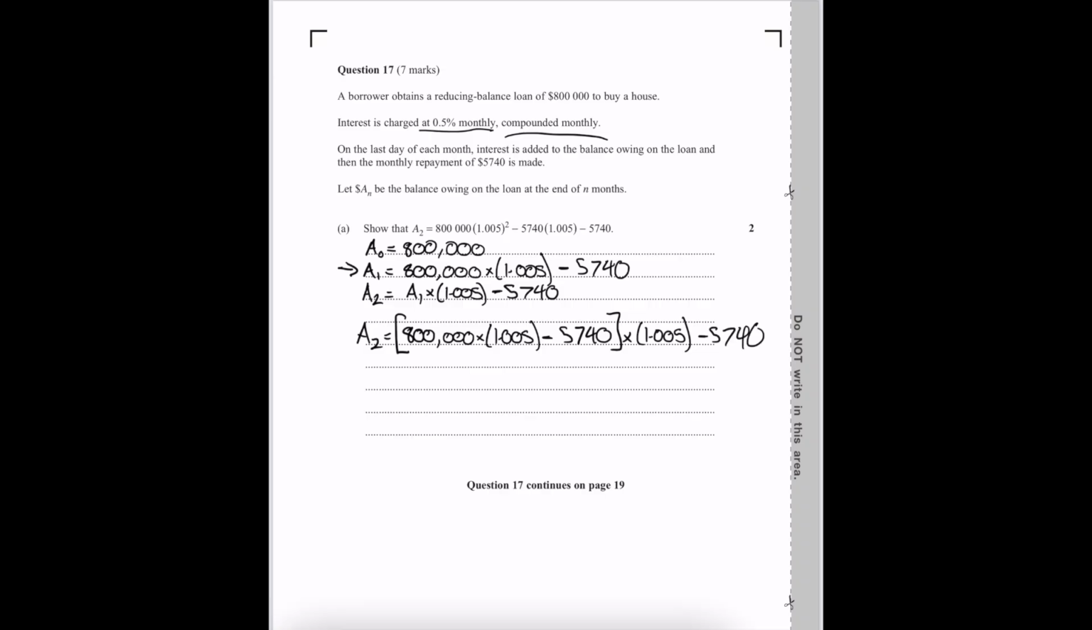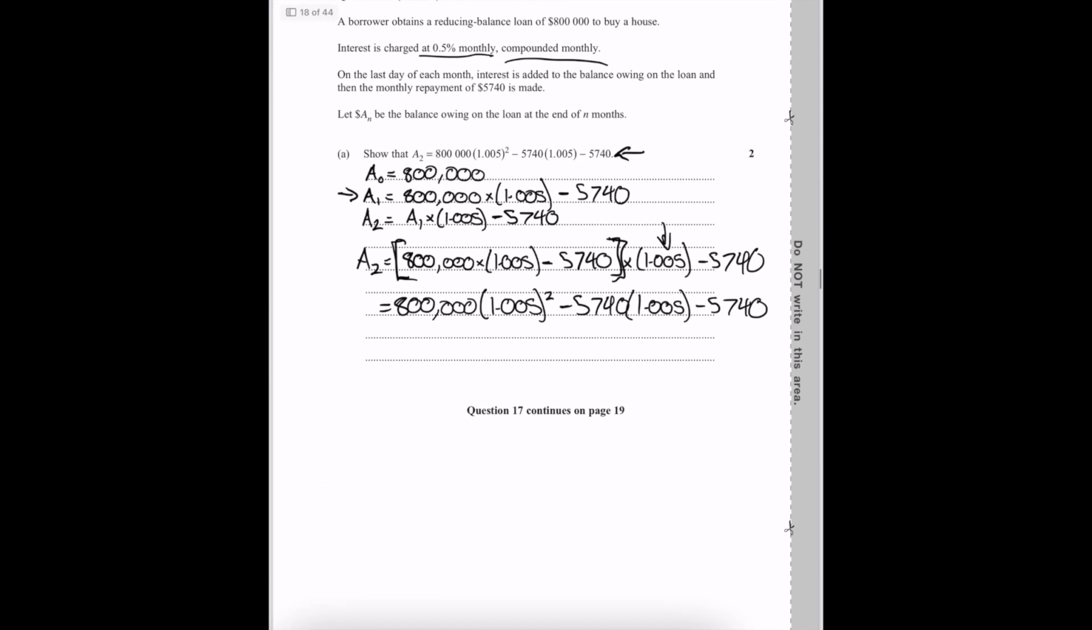If we multiply the 1.005, like this one here, into this square bracket term, what we get is 800,000 outside of 1.005 squared minus 5,740 outside of 1.005 minus 5,740, which is exactly what they wanted. And so we've completed part A. Part B says show that A_n is equal to this equation here.